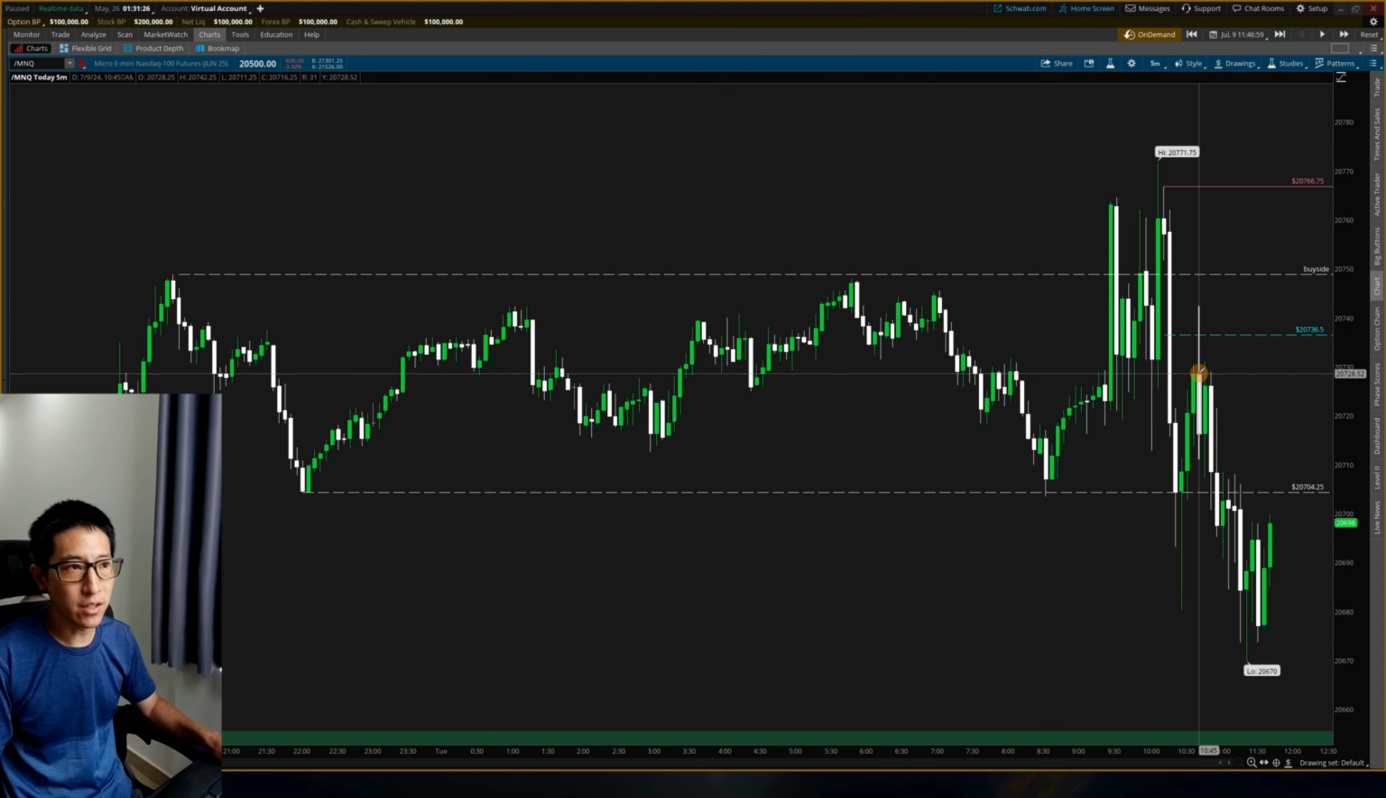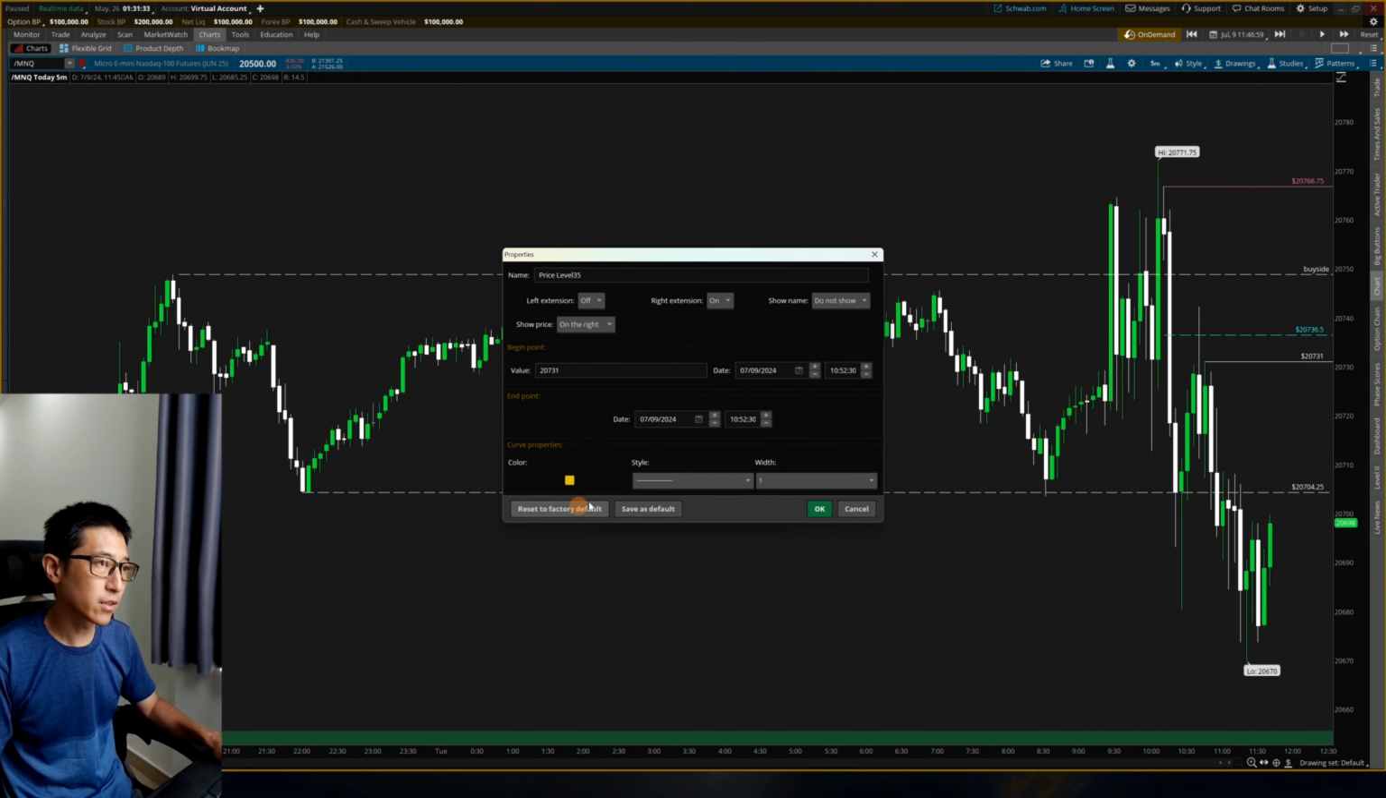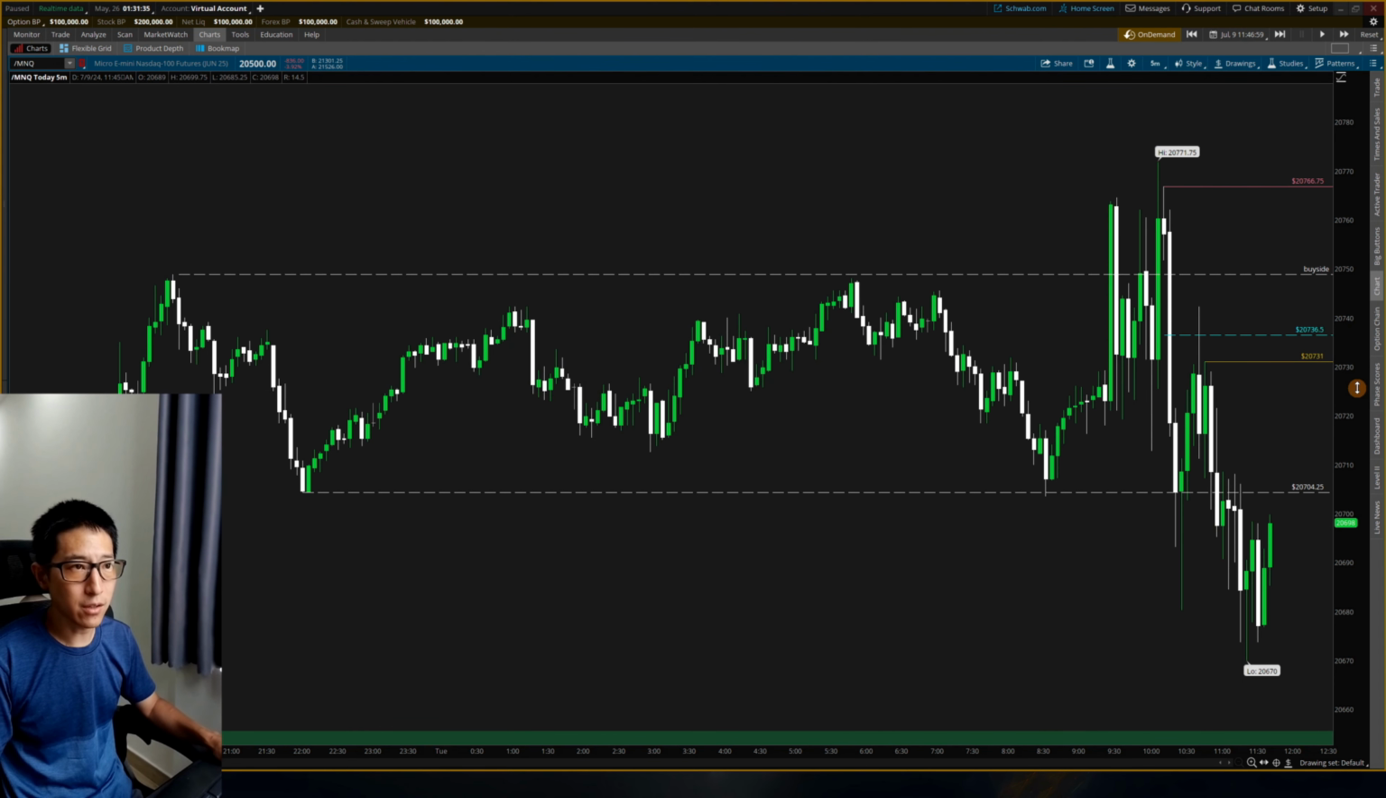I think you can see the bodies right here respecting, so I'm just going to go ahead and put it right here. That way I'm at least break even if I do get stopped out, but hopefully we can take it off here around 655.5.